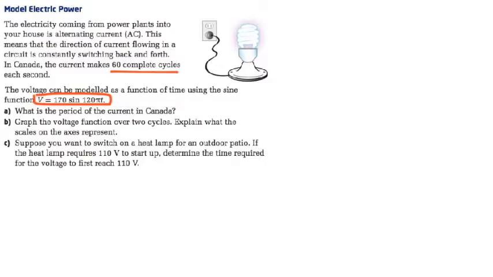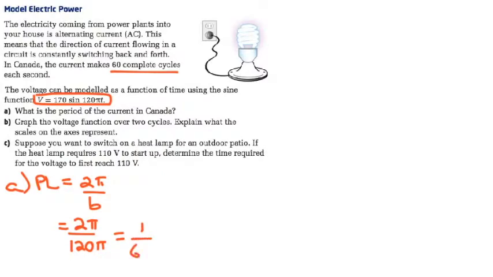So in question A, what is the period of the function? Well, we know that period equals 360 divided by b, but since we've got pi's in our equation, we'll deal with 360 in terms of radians, so it's 2 pi divided by b, which is 2 pi divided by 120 pi, which if we reduce that, cancel the pi's, 2 and 120, reduce to 1/60th of a second.